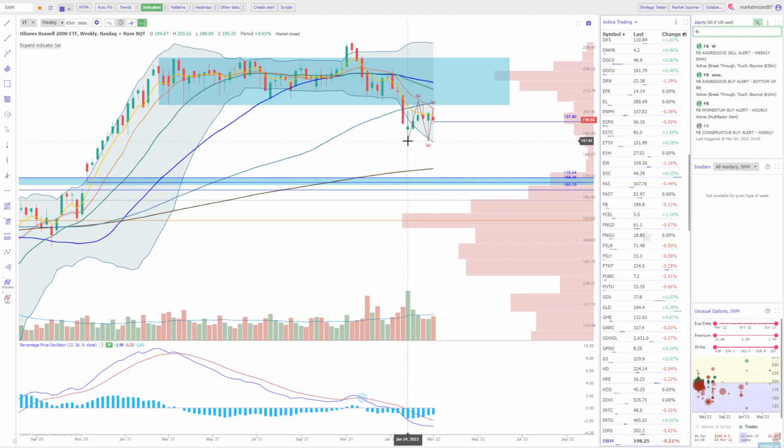The bulls are playing defense. This is a double bottom setup. It's possible you have a 5-wave move down complete. All right, that is possible. Now we're looking for something like this.